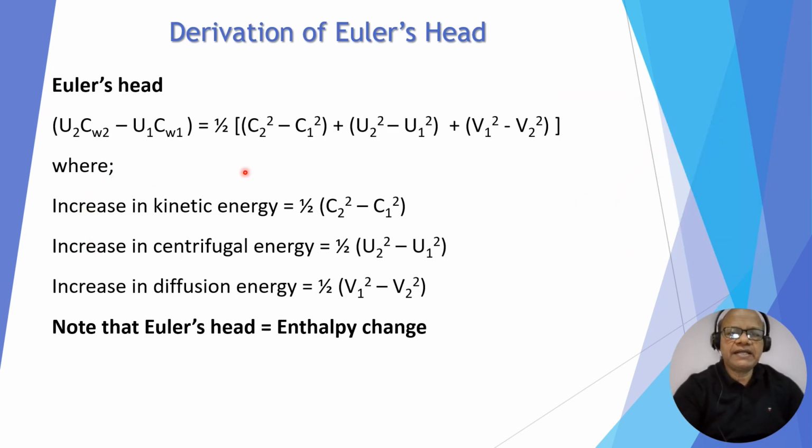So the Euler head can be written as, what are these terms? Kinetic energy is half into C2 squared minus C1 squared. Centrifugal energy is half into U2 squared minus U1 squared, and diffusion energy is half into V1 squared minus V2 squared. So note that the Euler head is equal to the enthalpy change for compression.